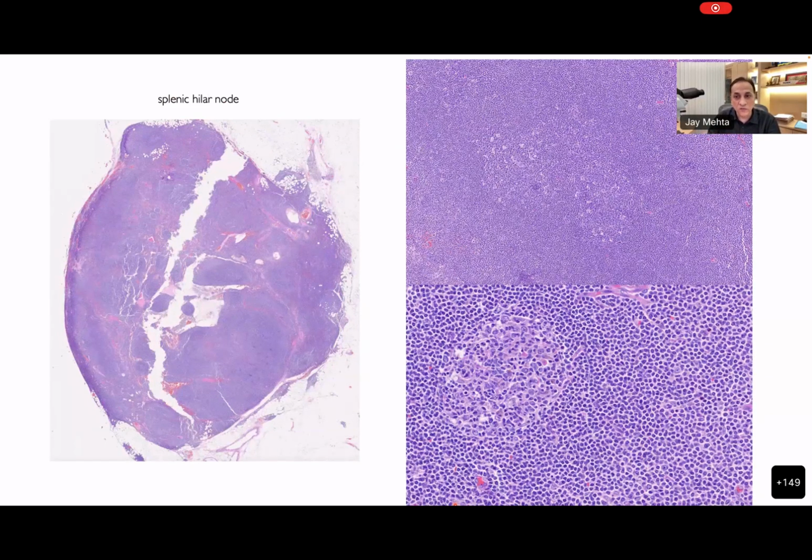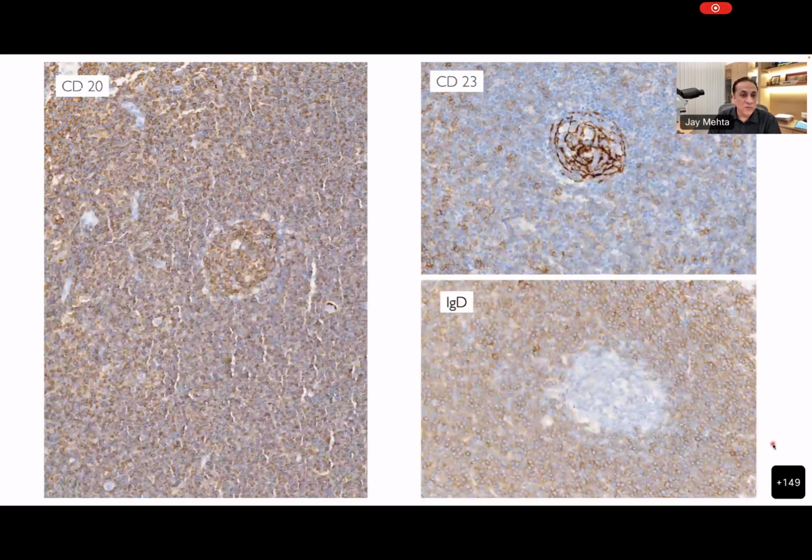So if you have that, the fixation is better versus a spleen which may or may not be well fixed. So here's the splenic hilar lymph node of the same case. You can see the same infiltrate around the germinal center, and having the same immunophenotype positive for CD20 and IgD. CD23 is showing dim expression here.